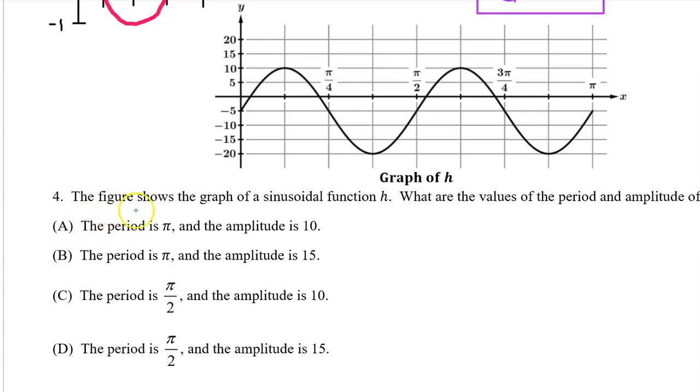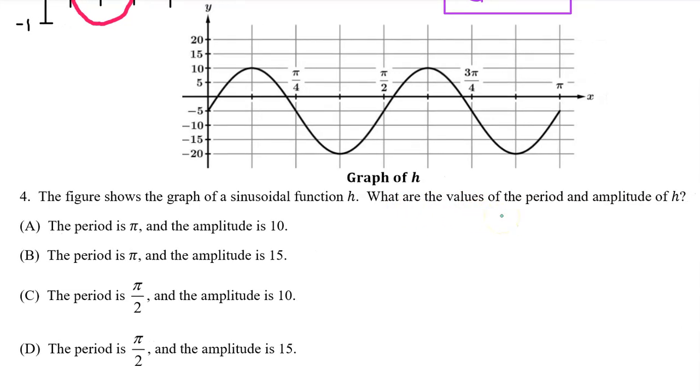Number 4. The figure shows the graph of a sinusoidal function h. What are the values of the period and amplitude of h? One period of h starts right at x equals 0. So, since this period starts at 0 and ends at pi over 2, that means that the period is pi over 2.